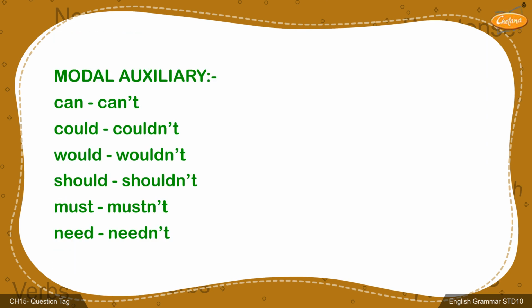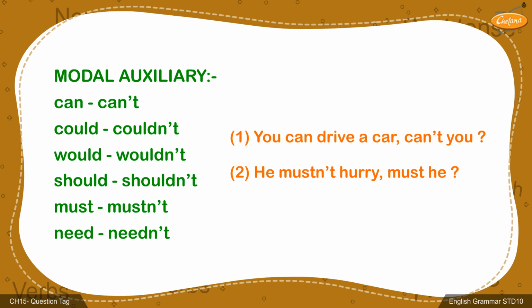Now that you have understood how to add question tags when helping verbs are given, let's understand how question tags would be added in case of modal auxiliaries. Let's have a look at the given table and the sentences. We see that in the first positive sentence, a negative tag, can't you, is added using the modal auxiliary can. Whereas in the second, negative sentence, a positive tag, must he, is added using the modal auxiliary mustn't.